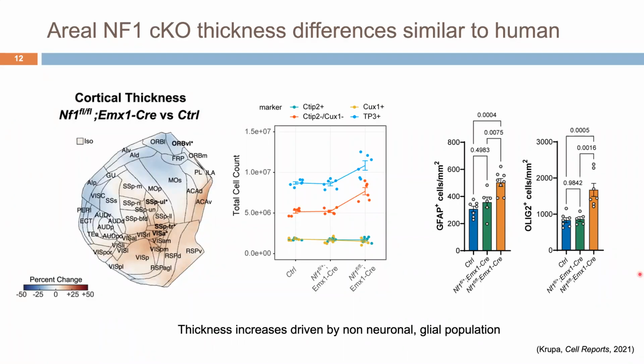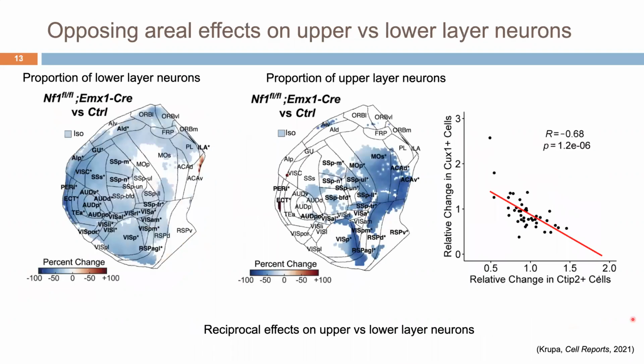So here we think that we have explained in part the cellular basis underlying MRI findings in human, though it would be good, of course, to confirm this in postmortem human tissue from neurofibromatosis type 1 patients as well. So overall thickness increases were driven by non-neuronal glial populations. Though the thickness findings are similar to what was found in human, we also were able to explore differences in cell type proportions that would not be visible on MRI.